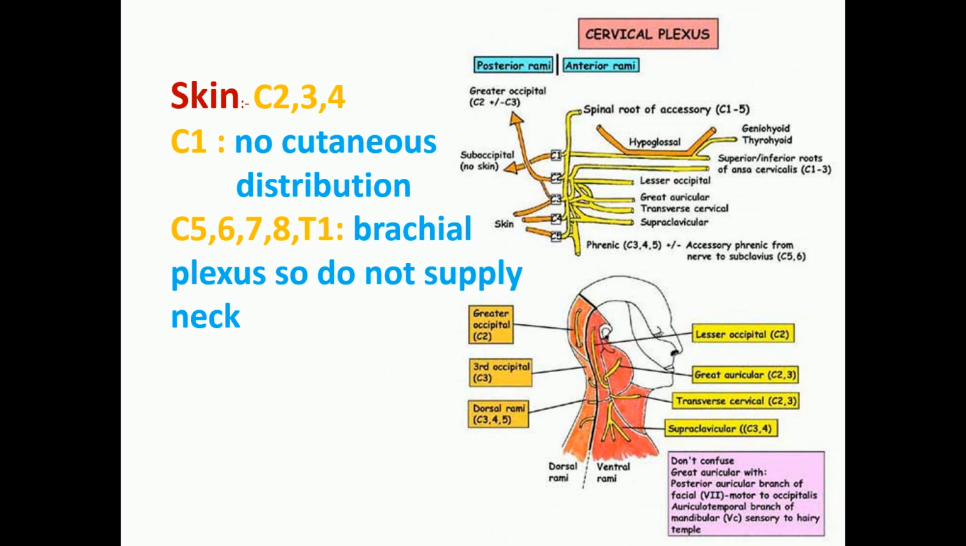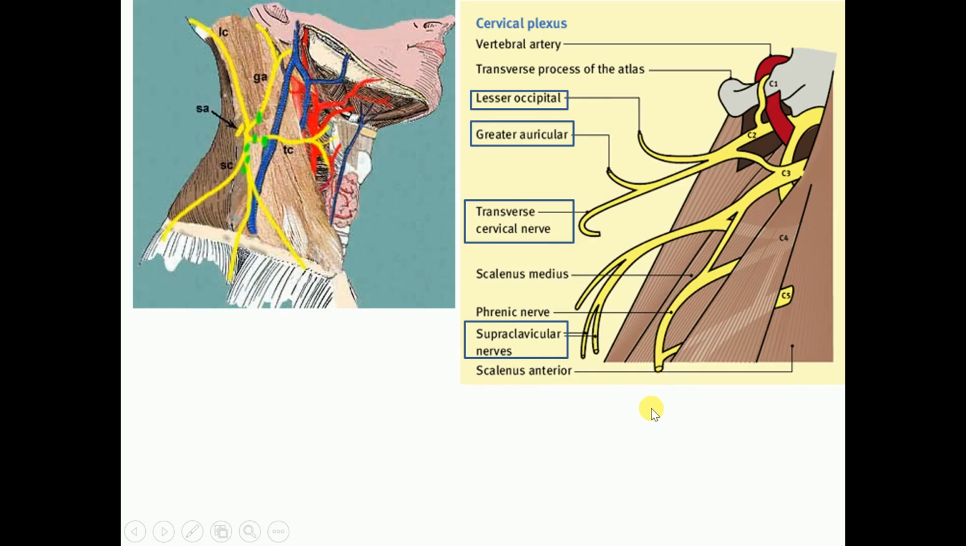Now, cutaneous innervation of the side of the neck. That is derived from the C2, C3, and C4 cervical spinal segments. The first cervical segment has no cutaneous distribution, while C5, C6, C7, C8, and T1 form the brachial plexus and do not supply the neck region. Four cutaneous nerves supply the skin of the side of the neck, and they are the branches of the anterior primary rami of C2, C3, C4. These four nerves supply this region, and some also supply the posterior aspect of the skin of the neck, and ultimately these are the branches of the cervical plexus.